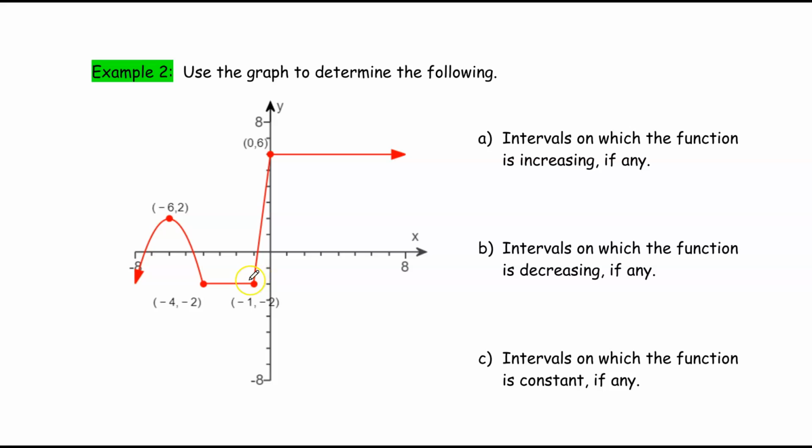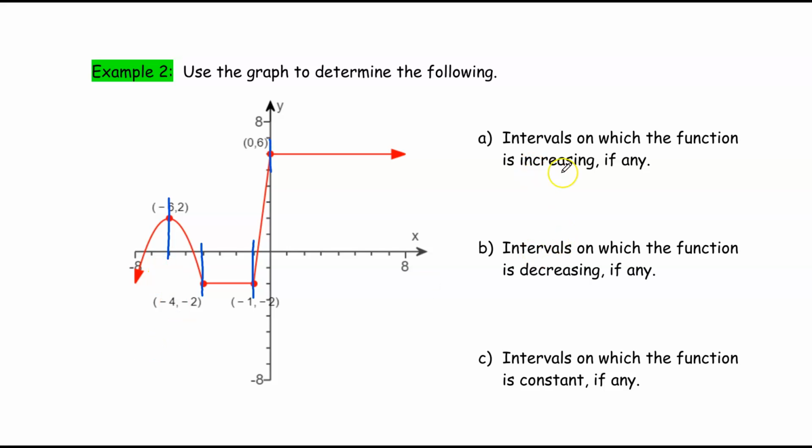Now let's consider the function here. We want to identify the intervals for which the function is increasing, decreasing, and constant. So we are going to divide it at these markers here, because that is where the direction of the graph changes. So let's just divide them at the points where the graph changes its direction.